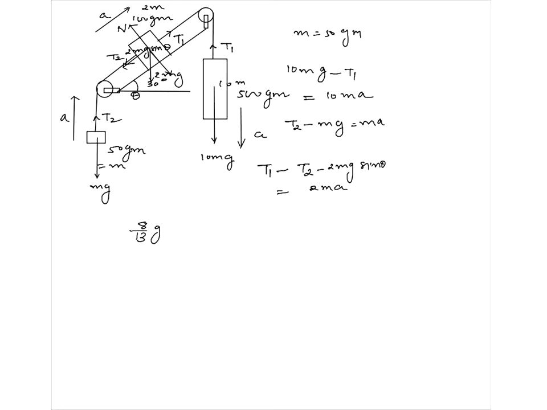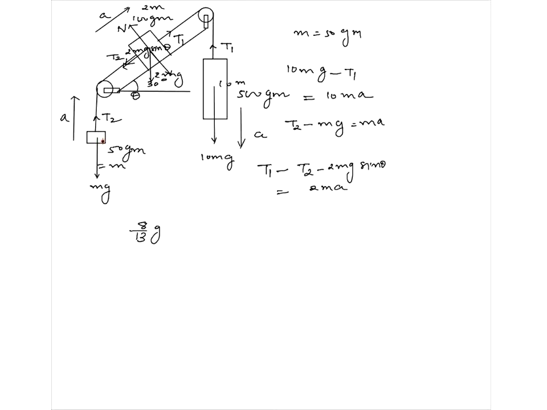In this question, this is 500 grams, this is 50 grams, this fellow is 100 grams. This angle is 30. Pulleys are light, frictionless. String is light, unstretchable. Surfaces are smooth. Find the acceleration of 500 gram block.